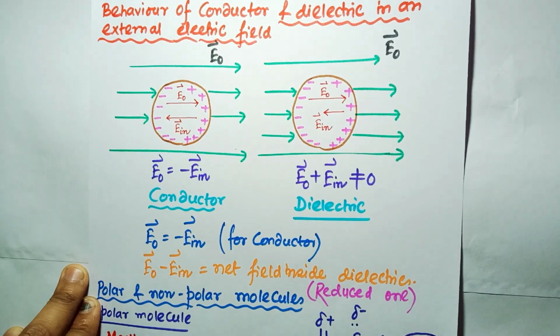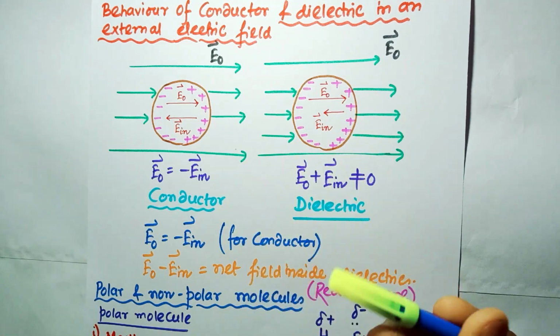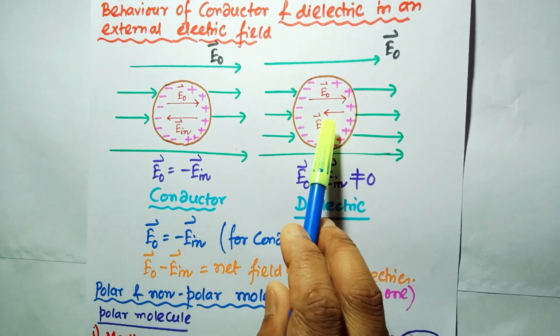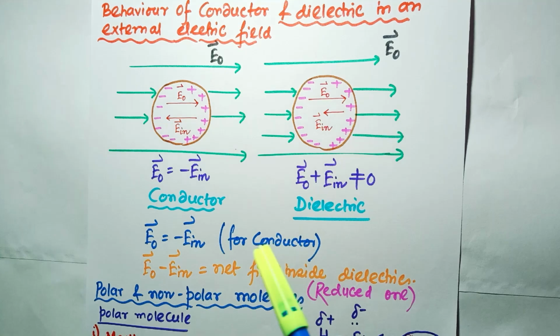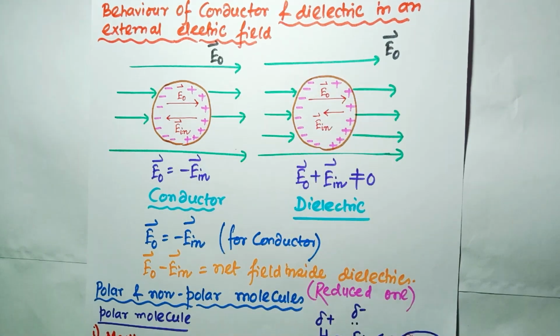But in the case of dielectrics, now you can see the right figure. There are no free carriers in the dielectric, and the dipole moment will be induced in the molecules of the dielectric. The induced opposite field, the E in, is not strong enough such that it will cancel the external electric field E0. So there will be a reduced value of the electric field inside the dielectric.